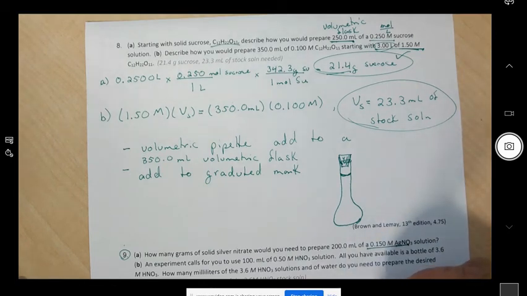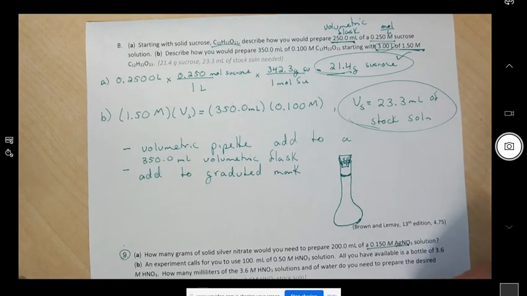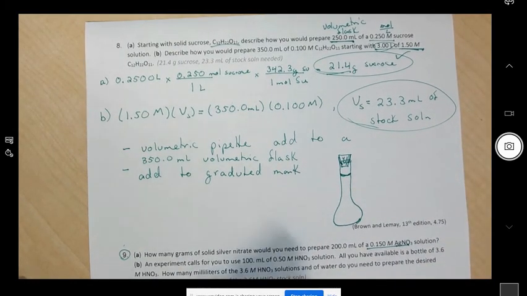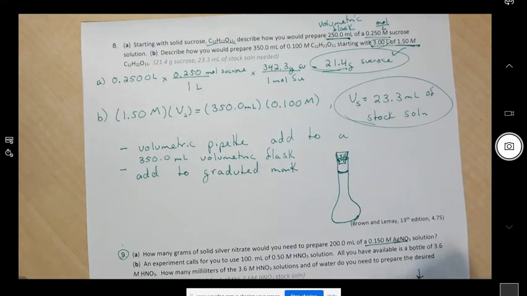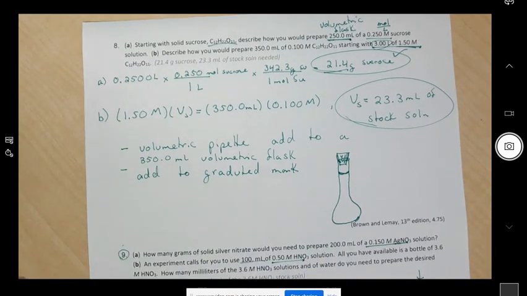That means I'm going to need approximately 5.0964. I'm going to round that to 3 sig figs right there. So I'm going to need 5.10 grams of silver nitrate. All right. Now, an experiment calls for you to use 100 milliliters of a 0.50 molar nitric acid solution. All you have available is a 3.6 molar solution. How many milliliters of the 3.6 molar nitric acid solution and of water do you need to prepare the desired solution? Ooh, interesting. All right.